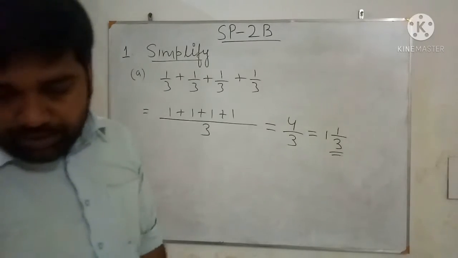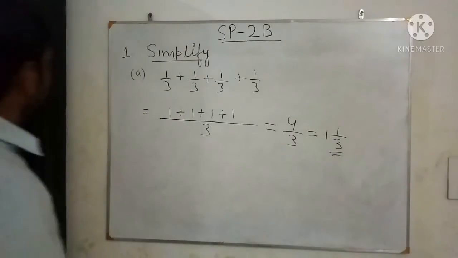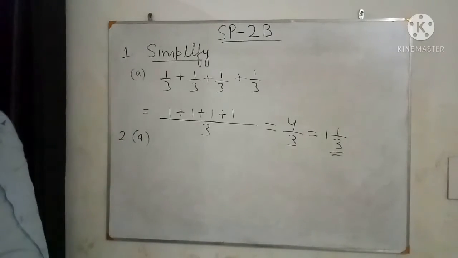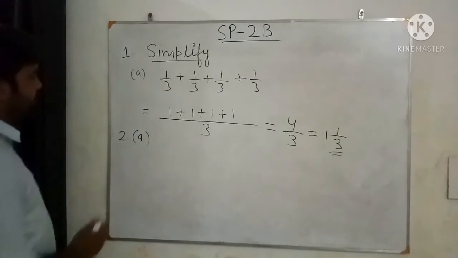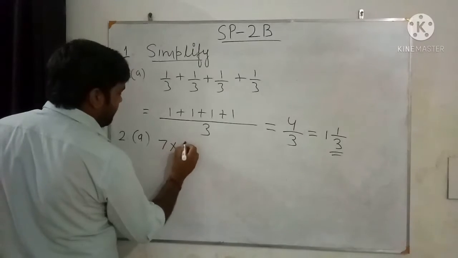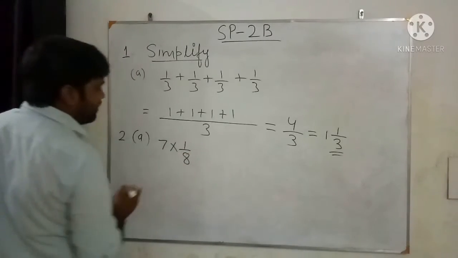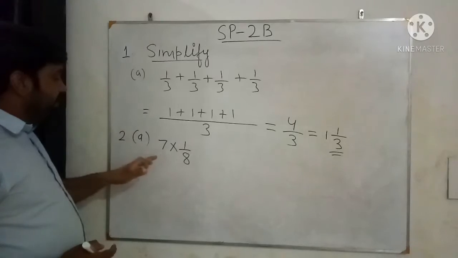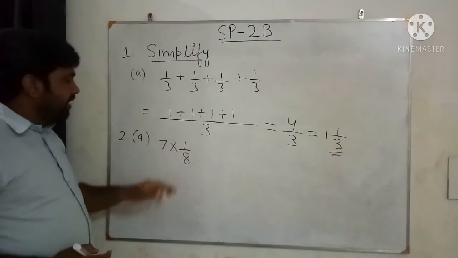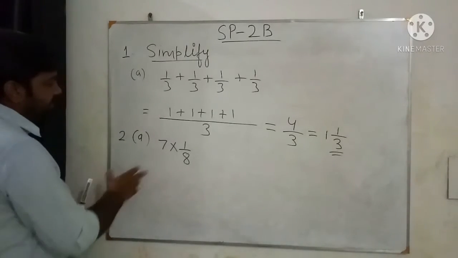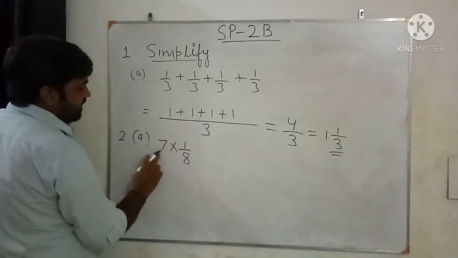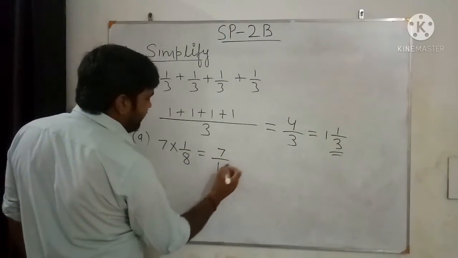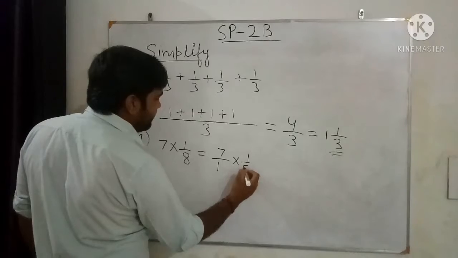Now we do question number 2A. 7 multiply 1 by 8. This is the multiplication of fractions. In multiplication of fractions, we multiply the numerator with the numerator and the denominator with the denominator. Here 7 is a whole number, so nothing is given as the denominator. 7 can be written as 7 by 1, so 7 by 1 multiply 1 by 8.